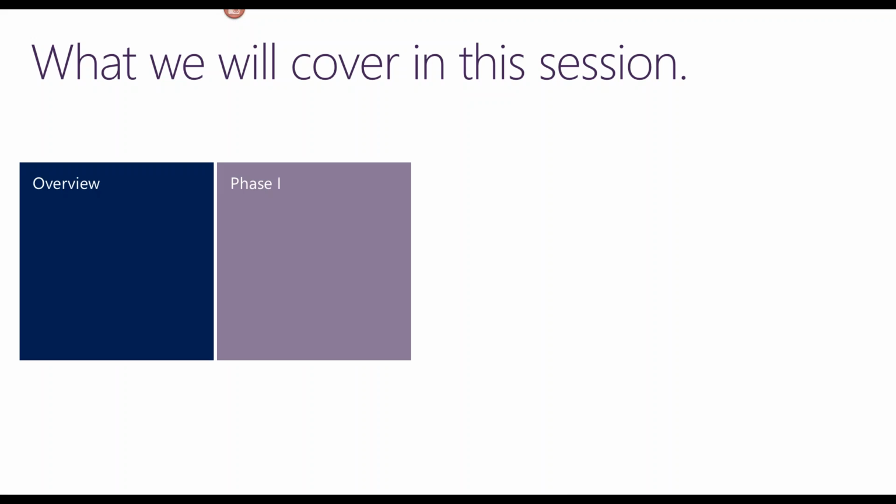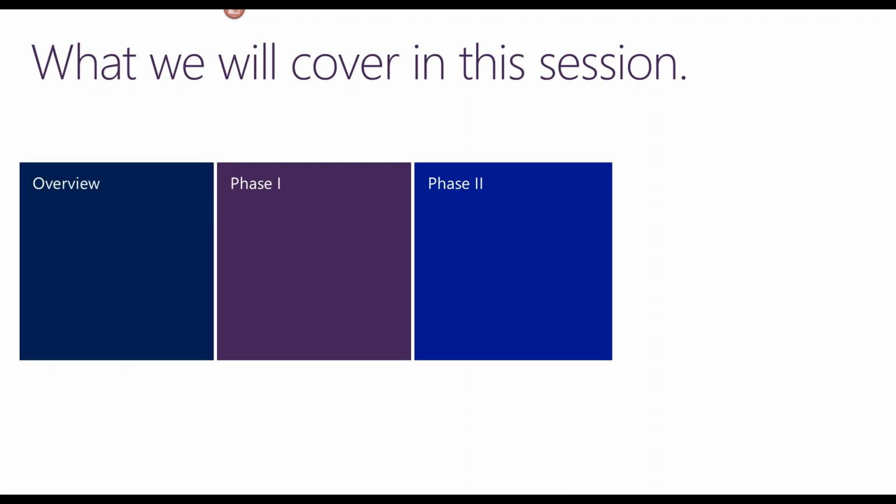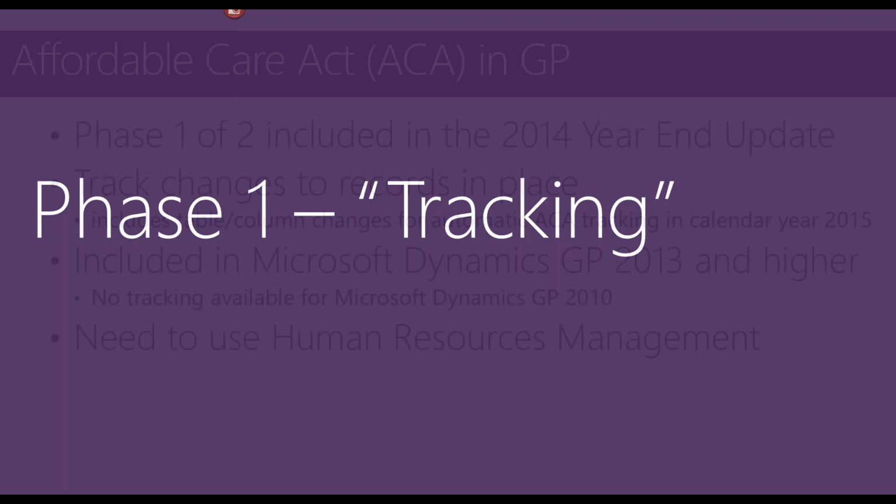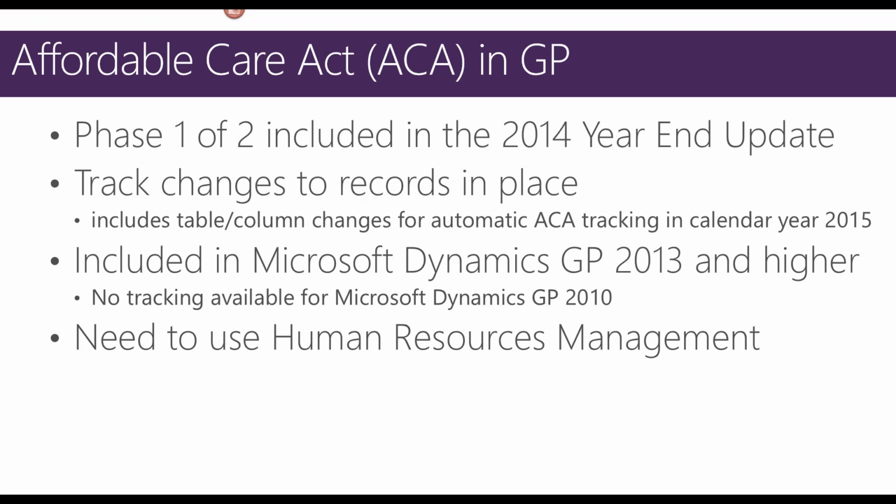We're going to cover kind of an overview, which I just did, phase 1, phase 2, and resources. Phase 1 is the tracking. In the 2014 year-end update, code was added to Great Plains to start tracking ACA information. This is included in the Human Resources module. It includes table changes for automatic ACA tracking. It's included in GP 2013 and GP 2015.